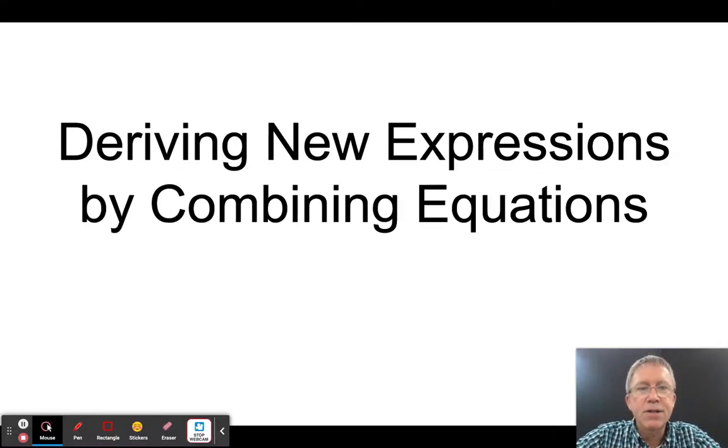Okay, let's learn how to derive new expressions by combining equations. This is something that we do a lot in AP Physics. A big part of the AP Physics test is testing to see if you're able to do this, because what it allows us to do is take seemingly very difficult, if not impossible, to answer questions and distill them down to a very simple expression in which we can use proportional reasoning to give an answer. So let's get started on this.